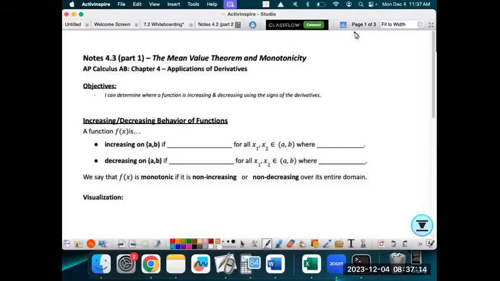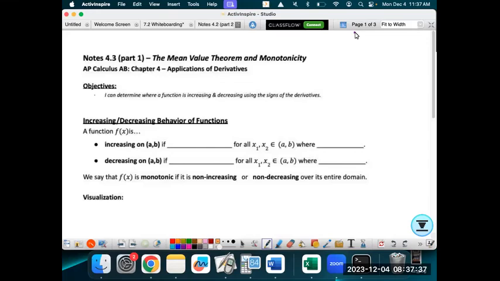In this set of notes, we are not actually going to be talking about the mean value theorem, but we will be talking about monotonicity. So our objective is to determine where a function is increasing and decreasing using the signs of derivatives. I would also like to focus on just what an increasing function looks like and a decreasing function looks like in general before we get to the derivative part.